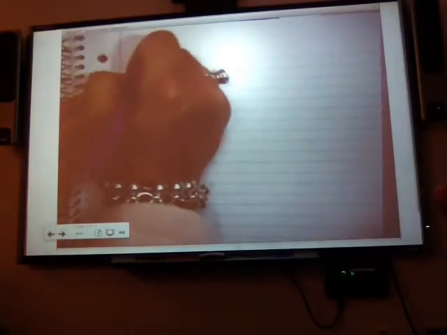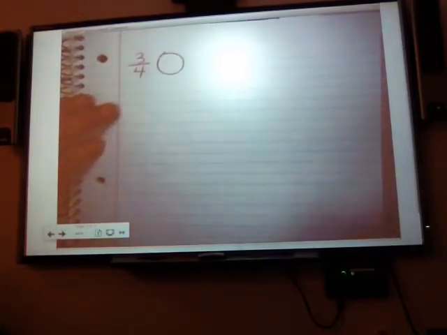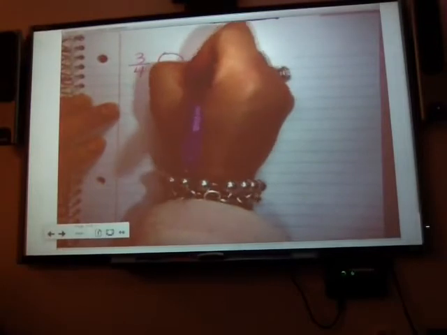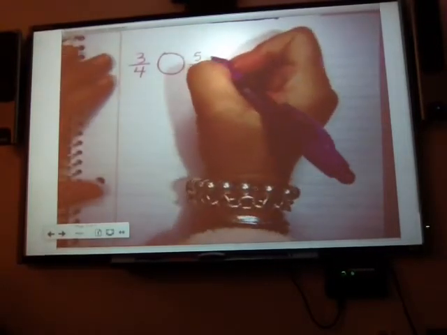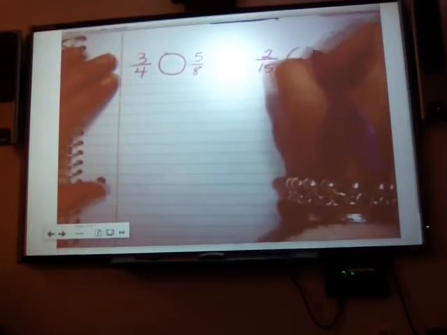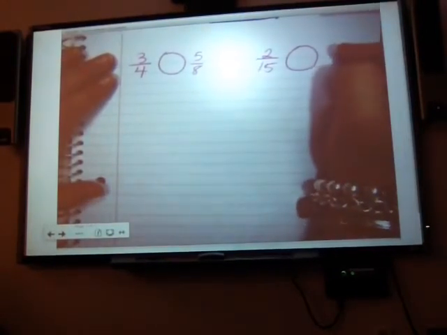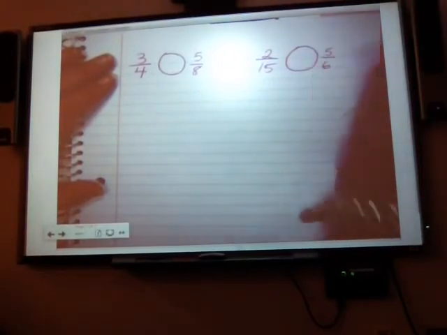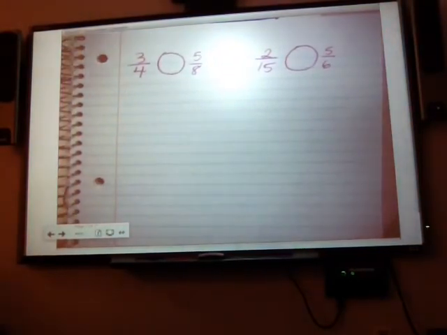All right, is 3/4 greater than, less than, or equal to 5/8, as well as is 2/15 greater than, less than, or equal to 5/6? Okay, stop.